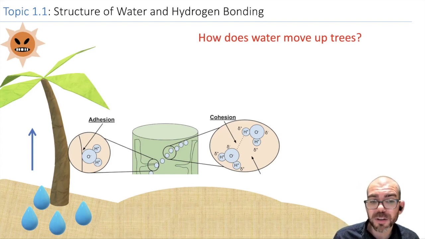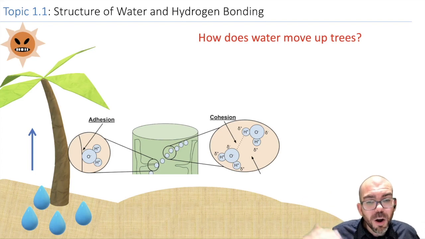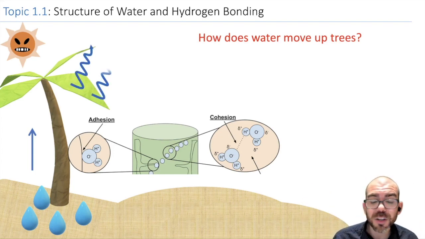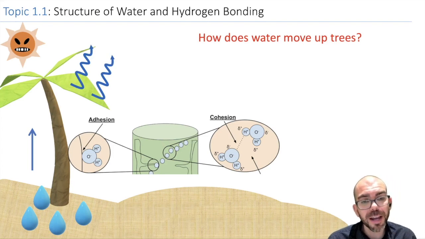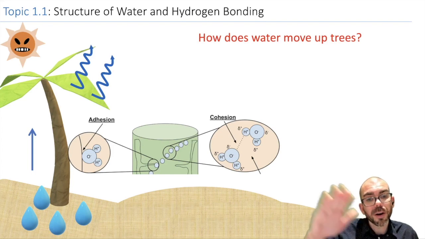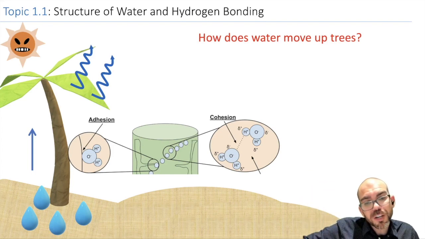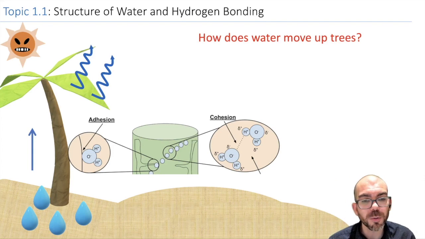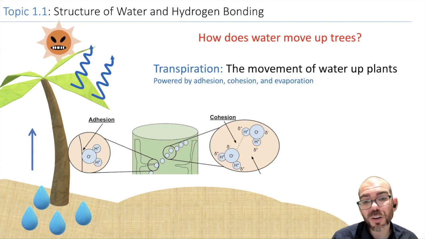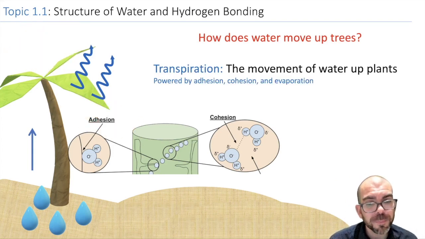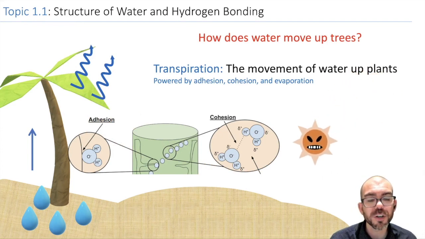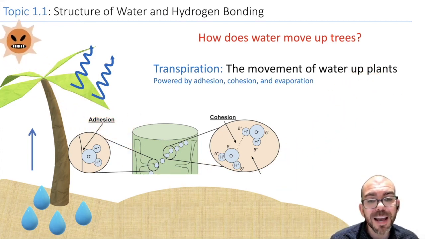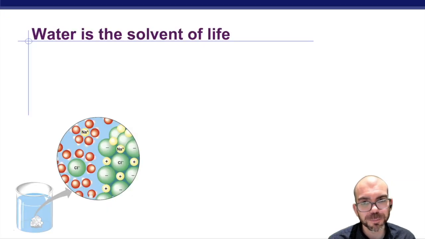But plants don't have muscles. They have no way of sucking that water all the way up. So what is that force driving it against gravity? It's actually evaporation. The leaves on the plant are constantly being bombarded with sunlight. The water on the leaf will evaporate out, and that will cause a gap and a little change in pressure that sucks the water right up. All of this together is referred to as transpiration. Water moves through plants through transpiration. It's generally the movement of water up plants, and it occurs because of adhesion, cohesion, and evaporation.